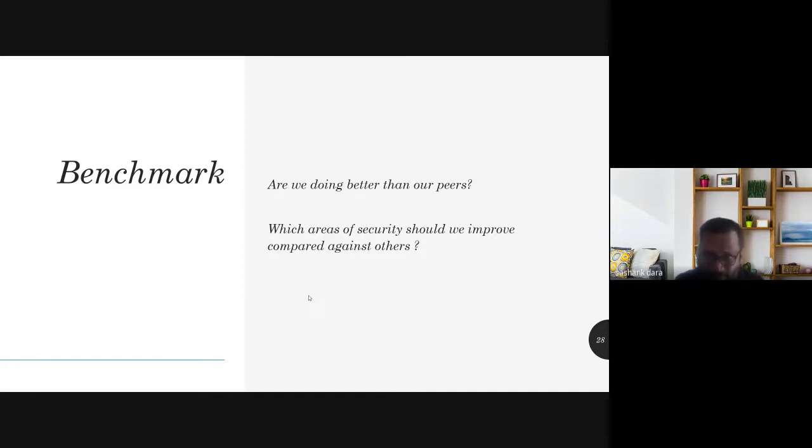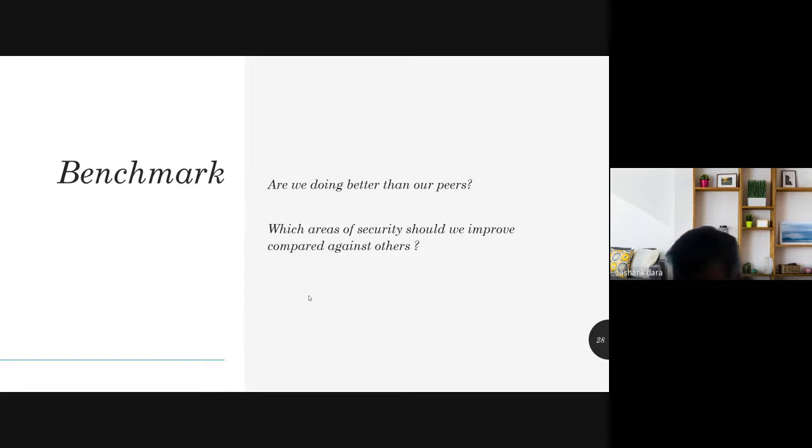Are we doing better than our peers? For example, if I am the CISO of an organization, I would like to know about my industry type. If I am the CISO of SBI Bank, I would like to benchmark myself against my peers. How are other banks doing? Are we investing enough? Are we doing enough? Are we not doing enough?